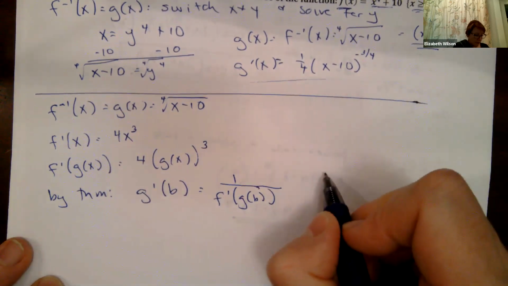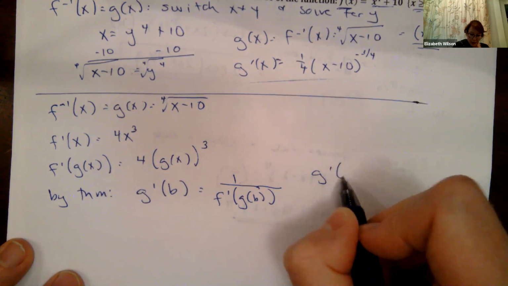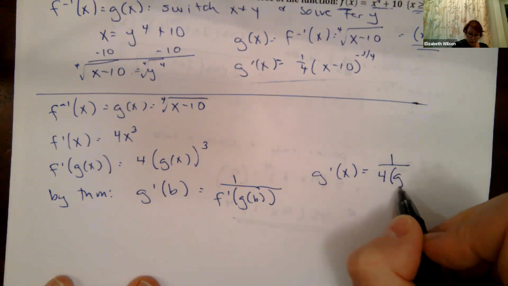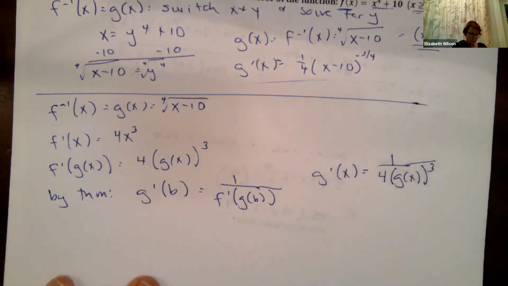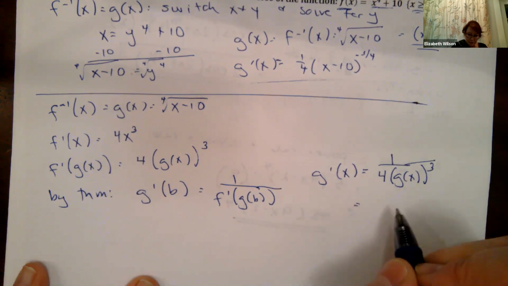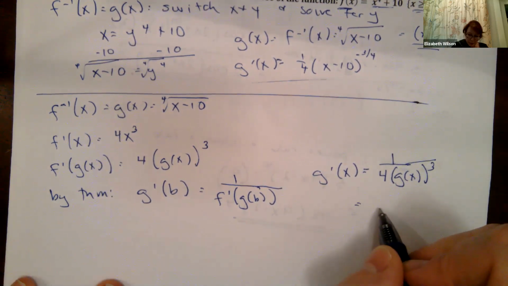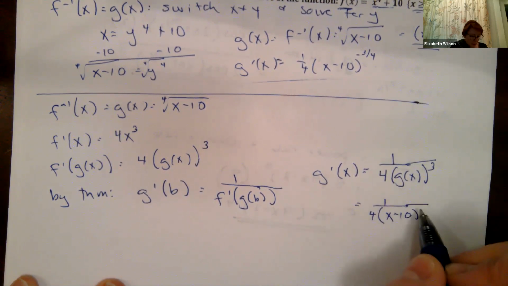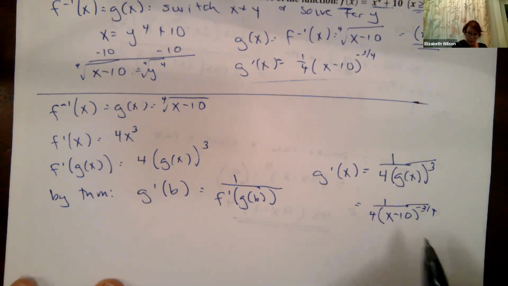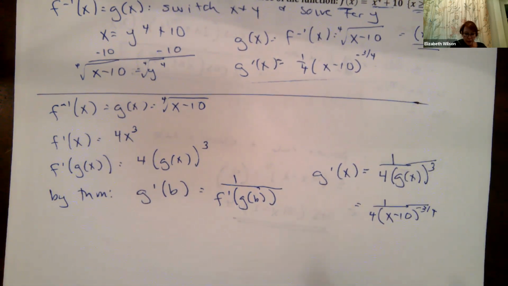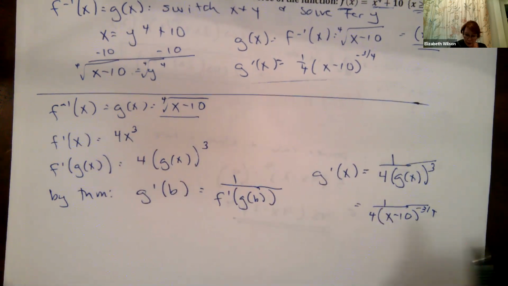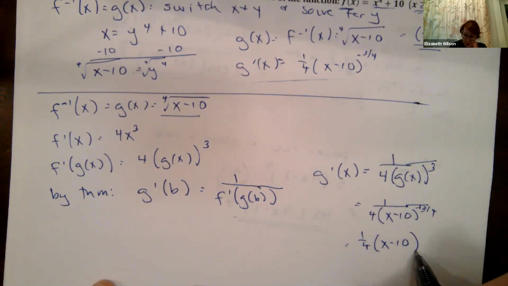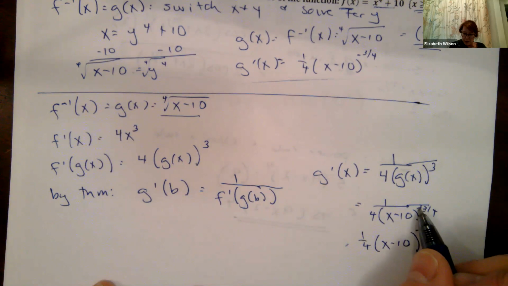Okay, so g prime of x is going to equal 1 over 4 g of x cubed, which then I plug in and I'm going to get 1 over 4 times x minus 10 to the minus 3/4. Okay, so I'm plugging things in. It all looks very confusing, right? We found our inverse for plugging things in. It looks like what we had before. So this is 1/4, oops, sorry, this is positive, x minus 10 to the minus 3/4. If I put it up here, this is a positive down there.